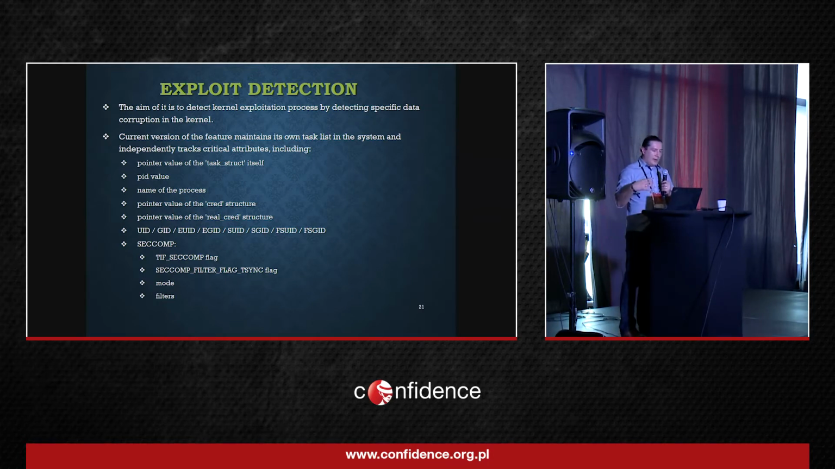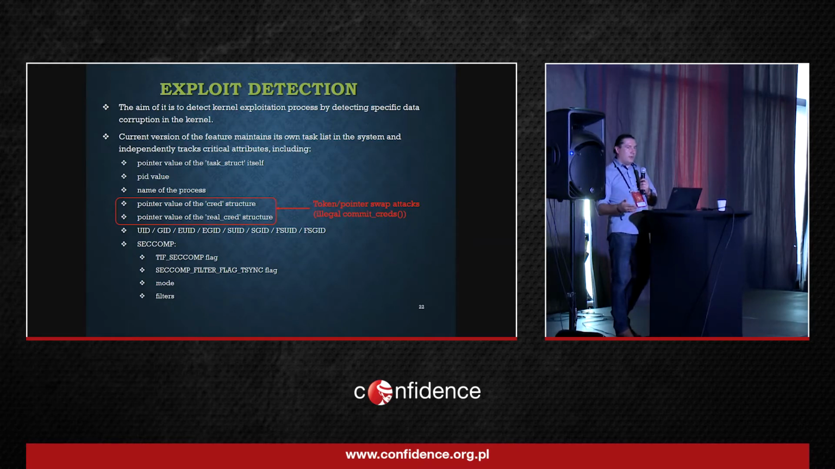Also, it's trying to maintain the seccomp configuration for each individual task, which means that each individual thread in a process might have a different seccomp configuration. Because of that, each thread is independently tracked: the TIF_SECCOMP flag, seccomp filter, TSYNC flag, and the mode of seccomp applied to this task, and what filters, if they exist, are applied. By doing that, we have the ability to detect a token pointer swap attack at any random point of time.